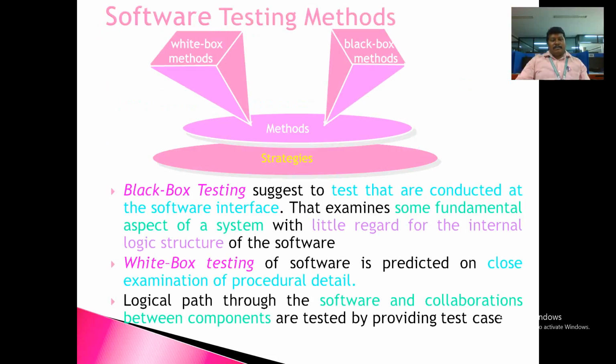Software testing methods. We have two types of testing methods. One is white box testing methods, another one is black box methods. What is black box testing? Black box testing fully focuses on the input and output conditions of the software. White box testing fully focuses on the internal structure of the software.